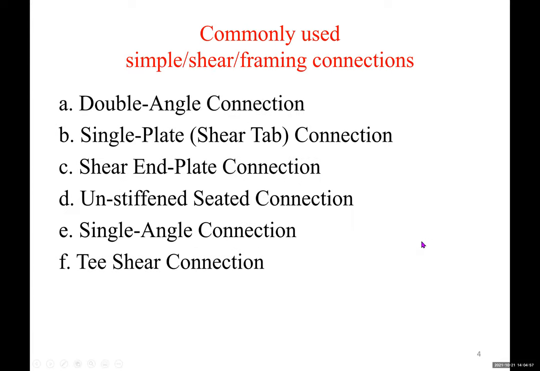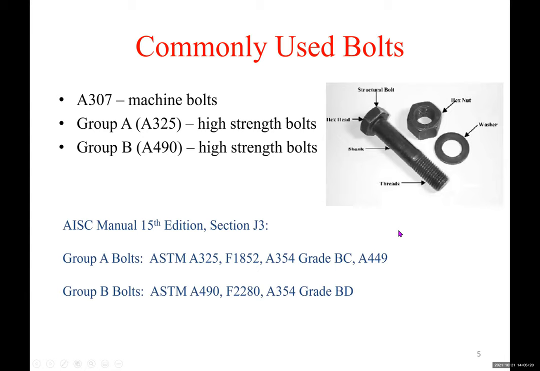The commonly used connections typically are shear connections, also known as simple connections. The common ones are double angle connections, single plate, also known as shear tab connection, shear end plate connection, stiffened seated connection, and T shear connection. There are others, but these are the most commonly used ones.